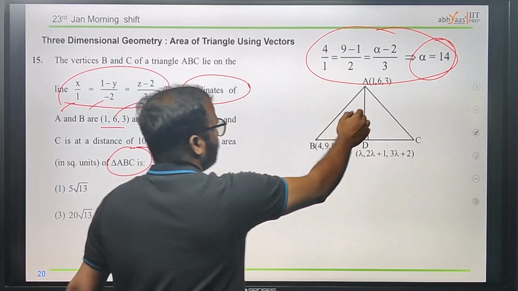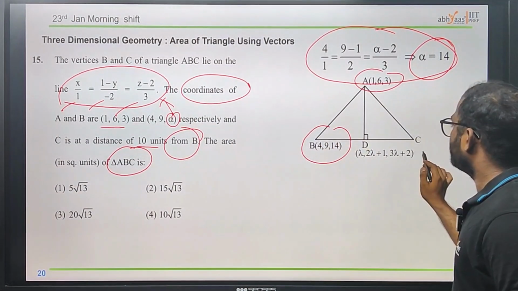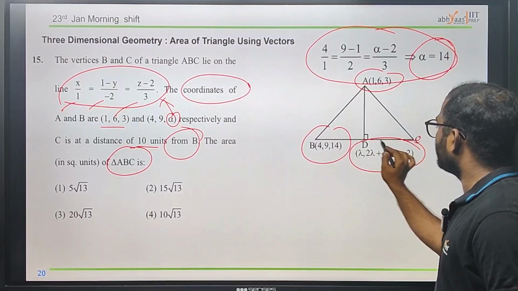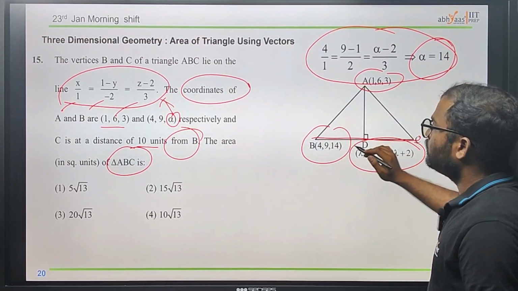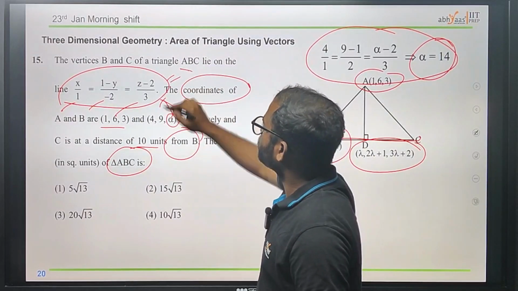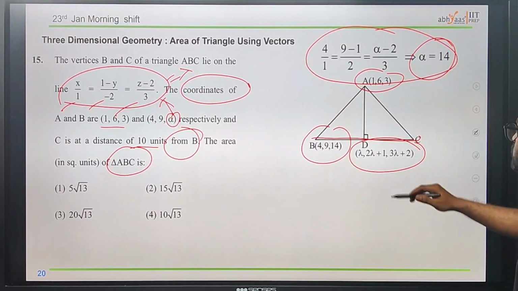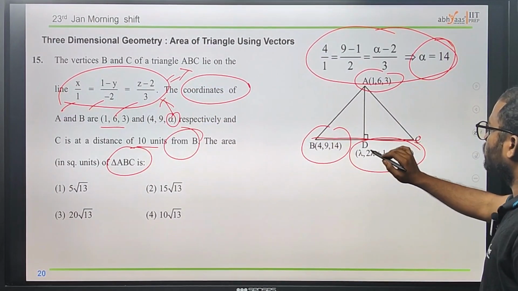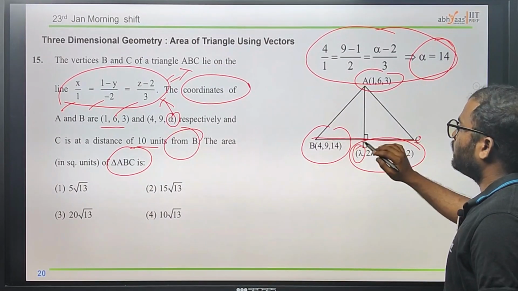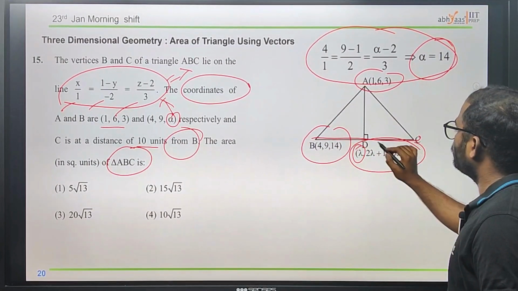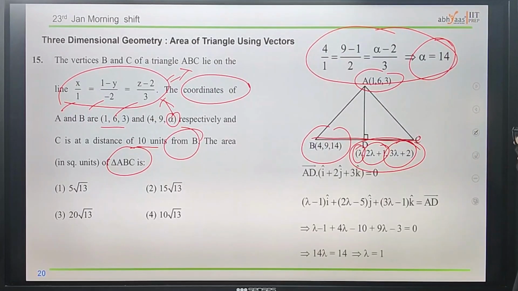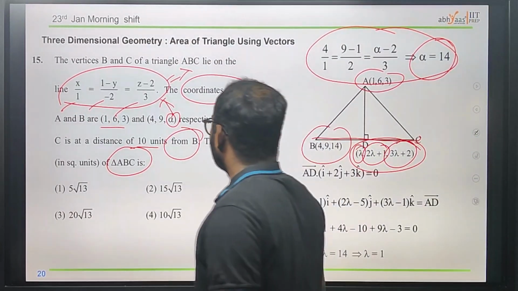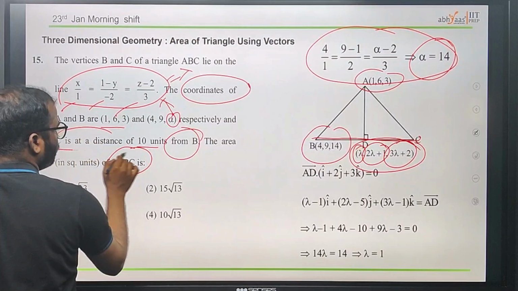We have A here and B here, and since we have a direction ratio, by using this point we can easily find it by making it equal to lambda. That's how we can easily find x equal to lambda, y equal to 2 lambda plus 1, and z equal to 3 lambda plus 2. Now next, C is at a distance of 10 units from B.